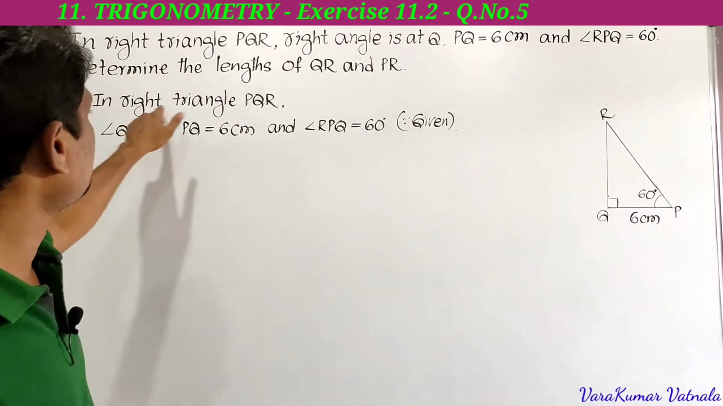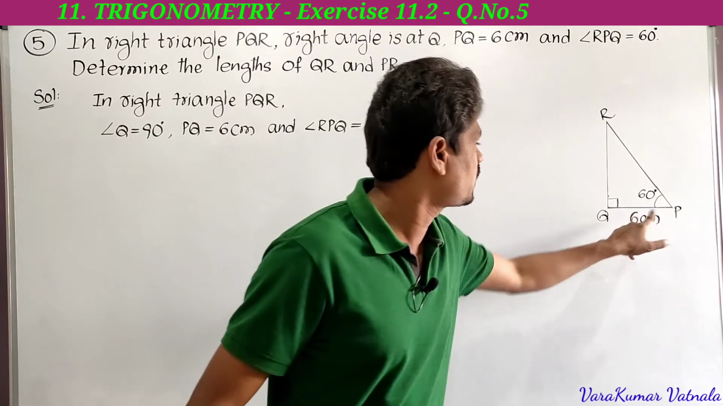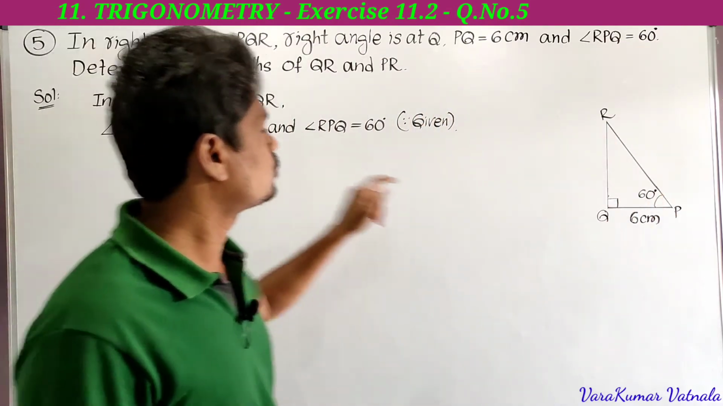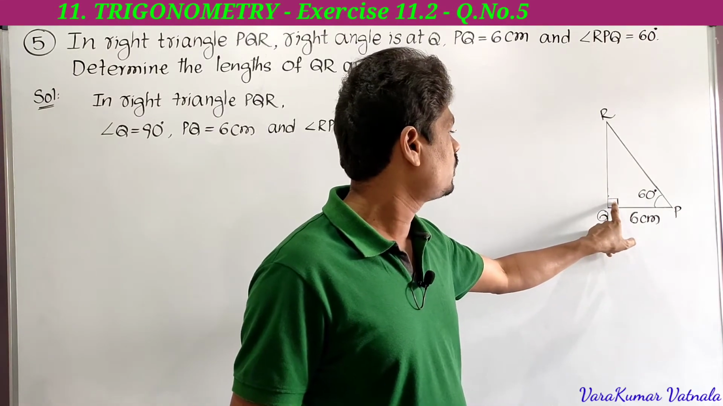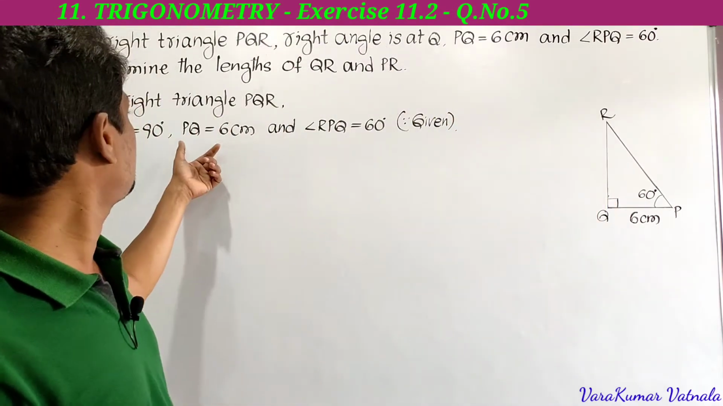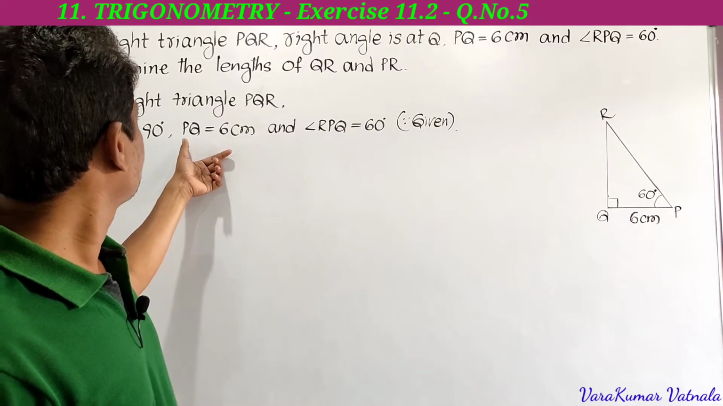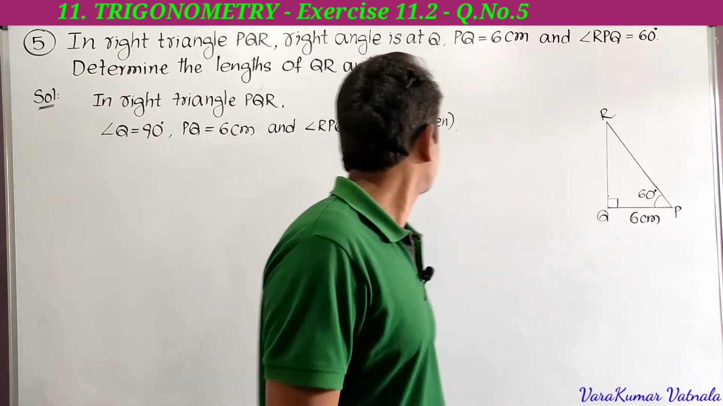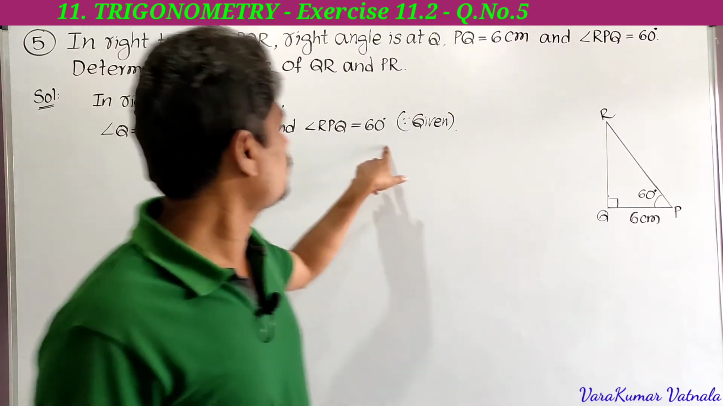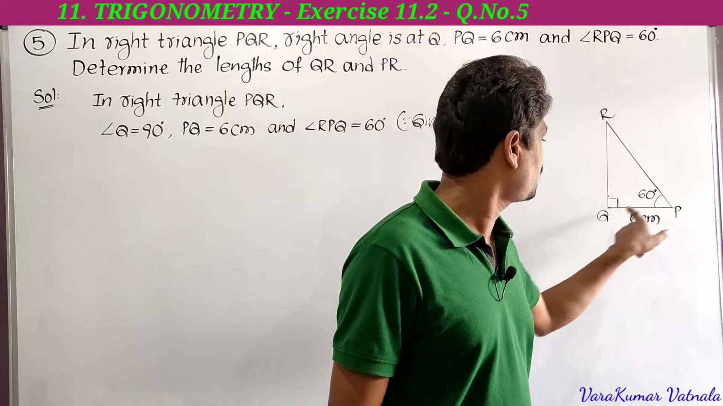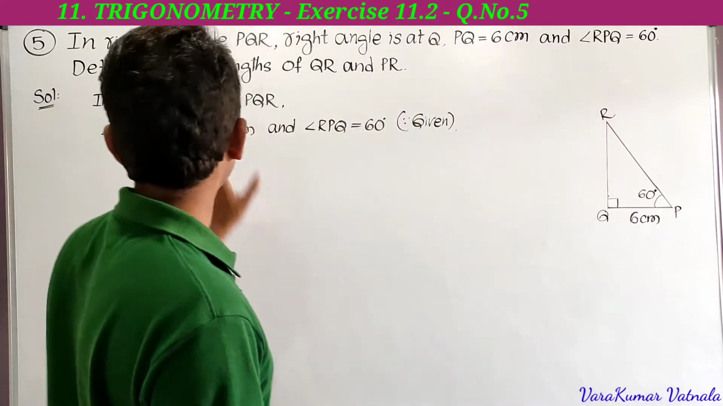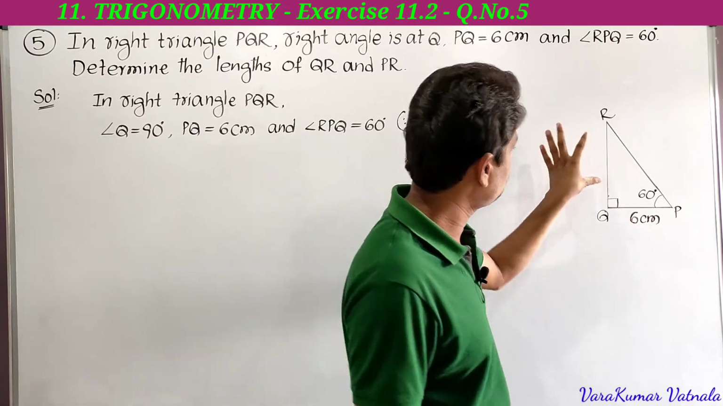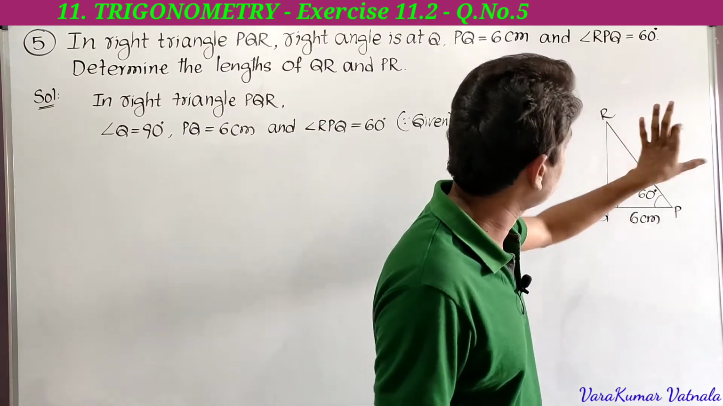So here, let it be a right angled triangle PQR. The right angle is at Q, so here it is a right angle, 90 degrees. PQ equals 6 centimeters. Angle RPQ, this is 60 degrees. He is asking us to find the lengths of QR and PR. So this is QR and this is PR.